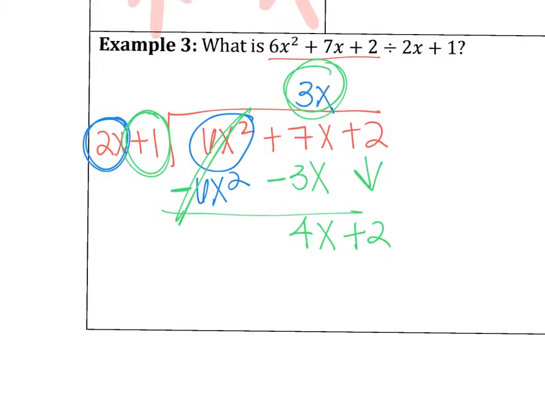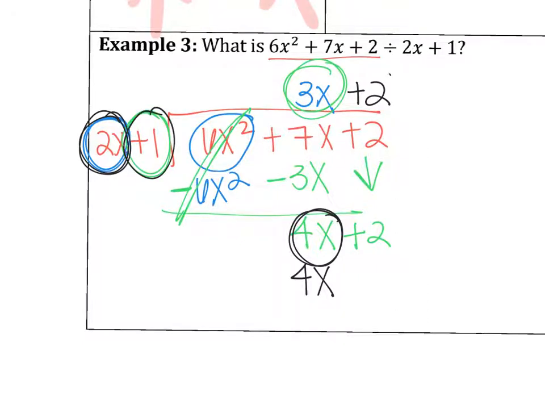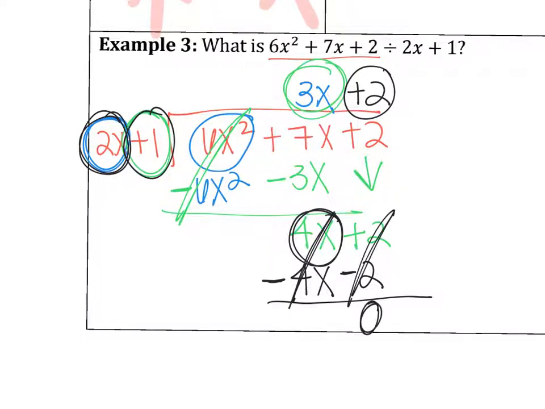Then I start over. And I say 2x times what gives me 4x? Well, times 2, right? 2x times 2 is 4x. So I have a plus 2, 4x. And then I have to do the same thing over here. 1 times 2 is 2. And I go through and change all my signs. They're all positive, so I change them to negative. 4x minus 4x goes away. 2 minus 2 goes away. So I'm left with a pretty answer of 3x plus 2 is my answer. So not too bad. That is polynomial long division.